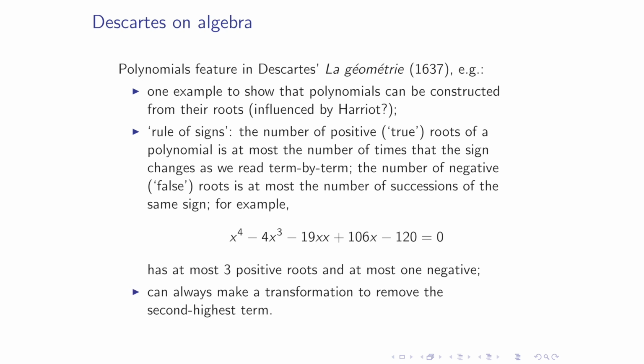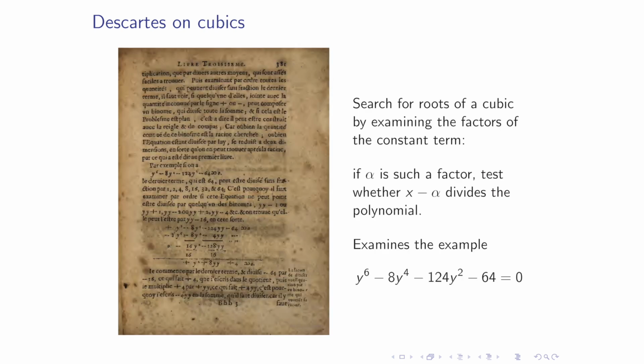And he also has things that sort of pick up on the things we saw with Cardano, say, where you can always suppress the n-1 term in a polynomial. So you can always make that simplification if you're trying to build up a wider theory. He also does things that we would now regard as being quite sensible. So if you're trying to factorize a cubic, well, look at the factors of the constant term to give you some idea of what to try as a factor. So, if alpha is a factor of the constant term, then try x minus alpha as a divisor of the polynomial. We've got an example on this slide here.